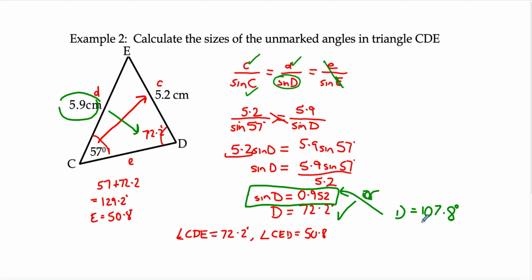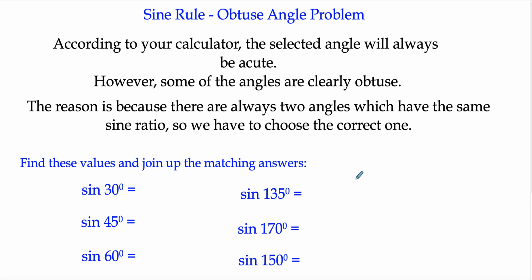Now, how did I know that it was 107.8? It's quite straightforward. I took 180 and I subtracted from that the angle that I had already calculated, 72.2, and if you do that, of course, you end up with 107.8. In other words, the supplement of the first angle that you find also is a possible size of the angle in some cases. Just to clarify that, I've got this wee slide here, the obtuse angle problem.